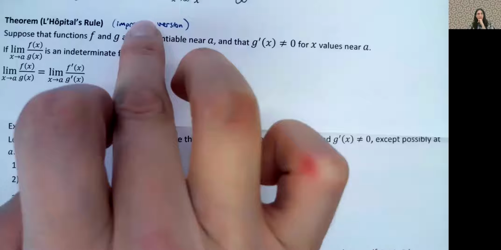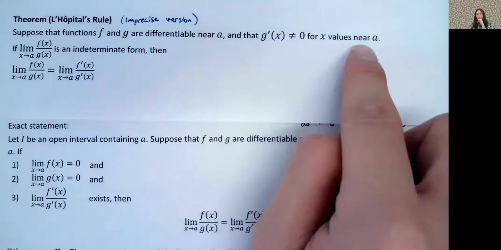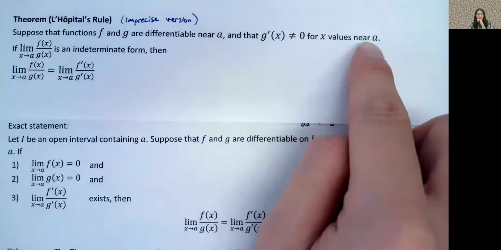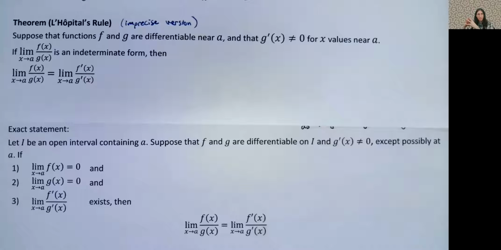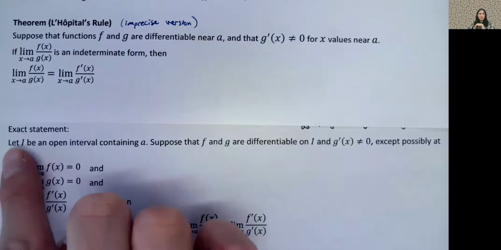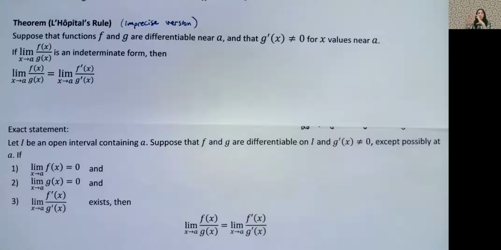Okay, this is a slightly imprecise version because it says things like near. Like I said before, the idea of near is subjective. It's a little bit different for different situations, what near enough actually is. So the way that we handle that sort of statement in mathematics is in terms of the existence of an interval. So notice I don't talk about near in this exact statement at all. I talk about an interval. So the interval I in this statement is exactly how close is near enough.